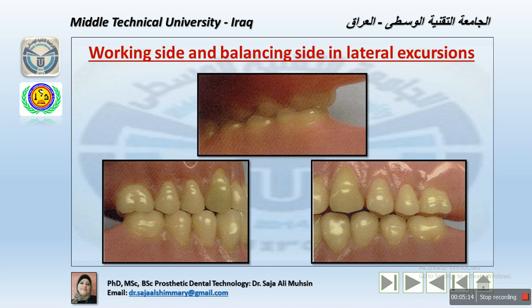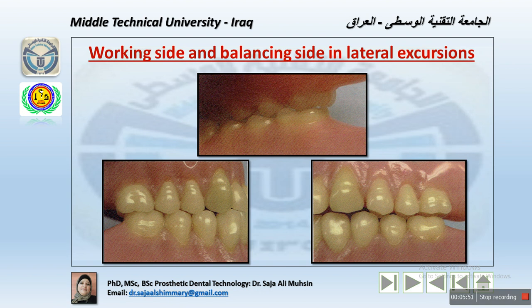Now, in terms of working side and balancing side in lateral excursion, as we previously mentioned, excursion is the movement of the mandible in a way different from the occluded position. That means whether it is laterally left or right, or protruded or retruded. Now, the upper palatal cusp. Focus on the images on this slide, as we discuss the position of each cusp.